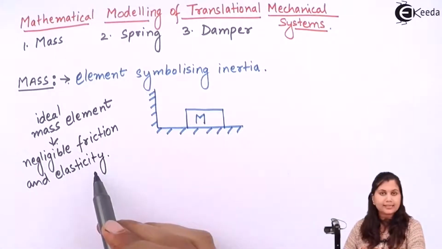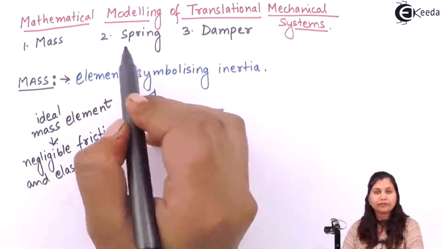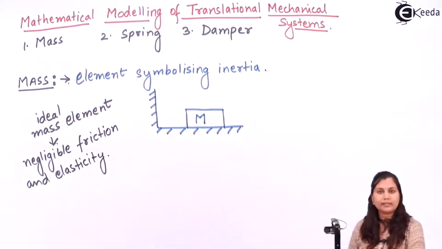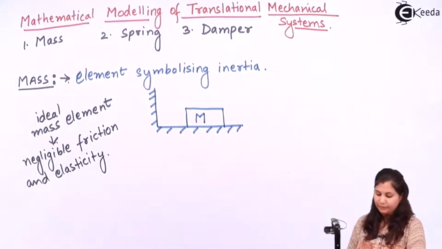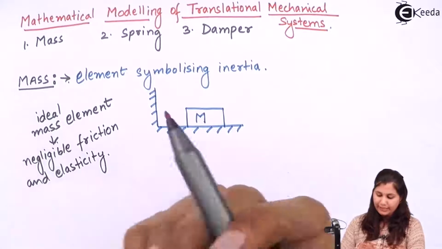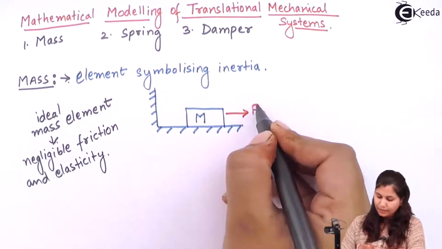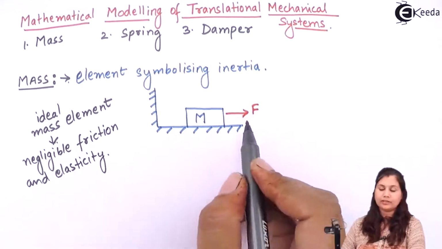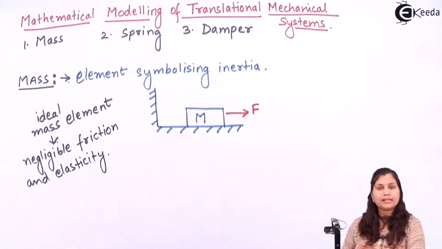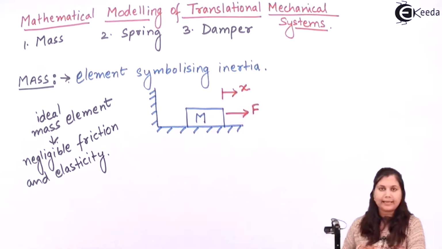Negligible friction and elasticity means that these two elements, spring and damper, and the effect due to these elements, is negligible in this element. That is, this has only the mass component in it. Okay. Now if a force F is applied on this mass in this direction, then the application of this force F will produce an acceleration in this mass element, and this mass element is going to be displaced from its position. Let us suppose that this displacement is given by x.